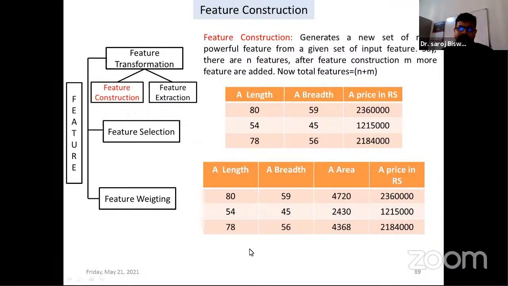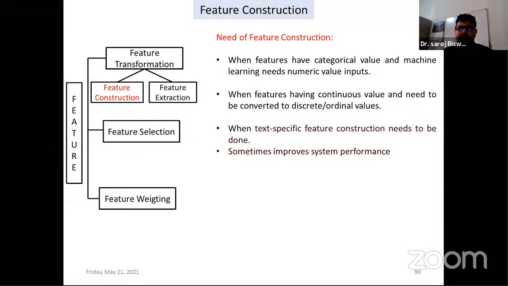Now we have a question: why do we actually do this feature construction? Generally, feature construction is done for these reasons. The reasons are, when features have categorical values and machine learning needs numerical value inputs. Sometimes we have machine learning algorithms that need numerical values. In that case, if we have categorical values, those values have to be converted into numerical values.